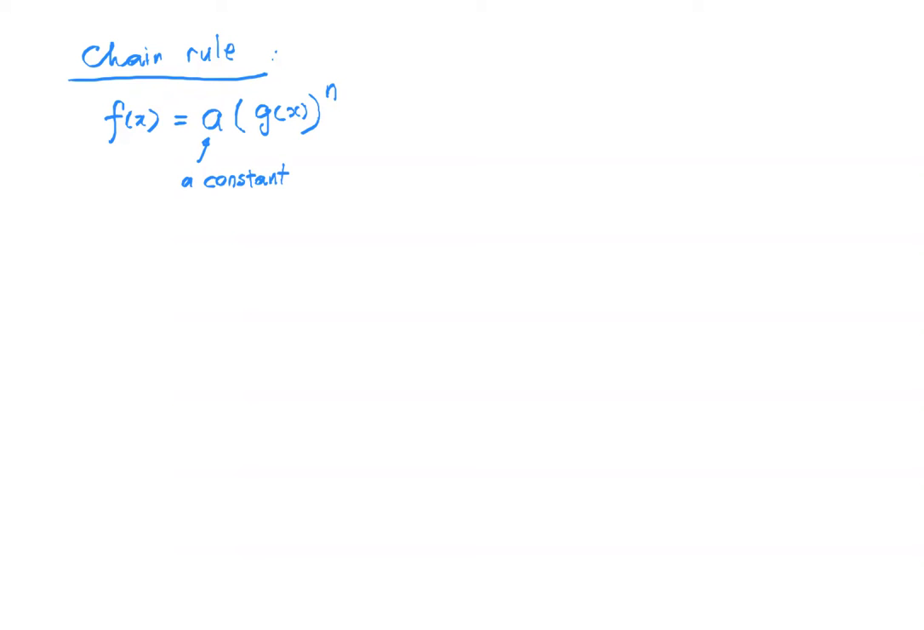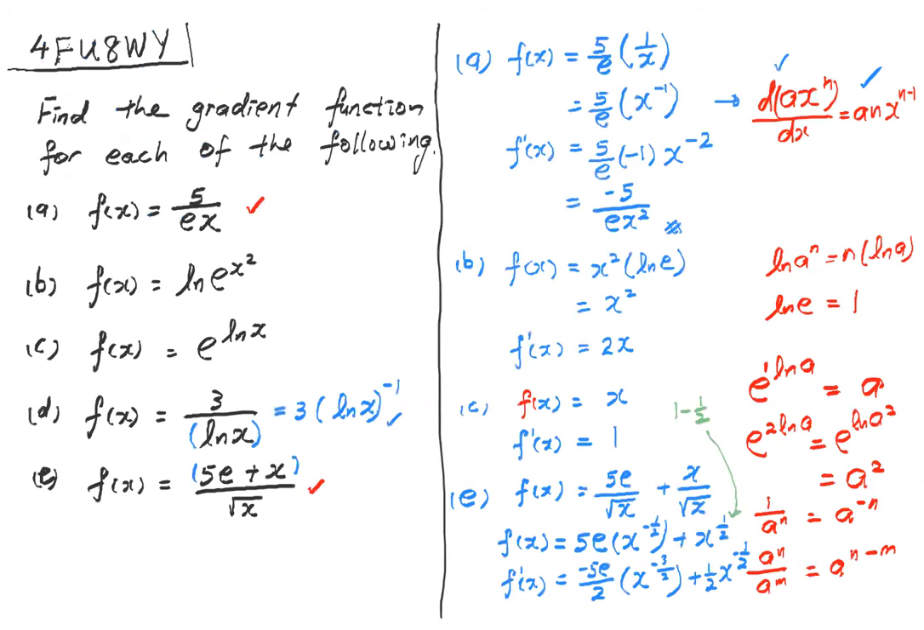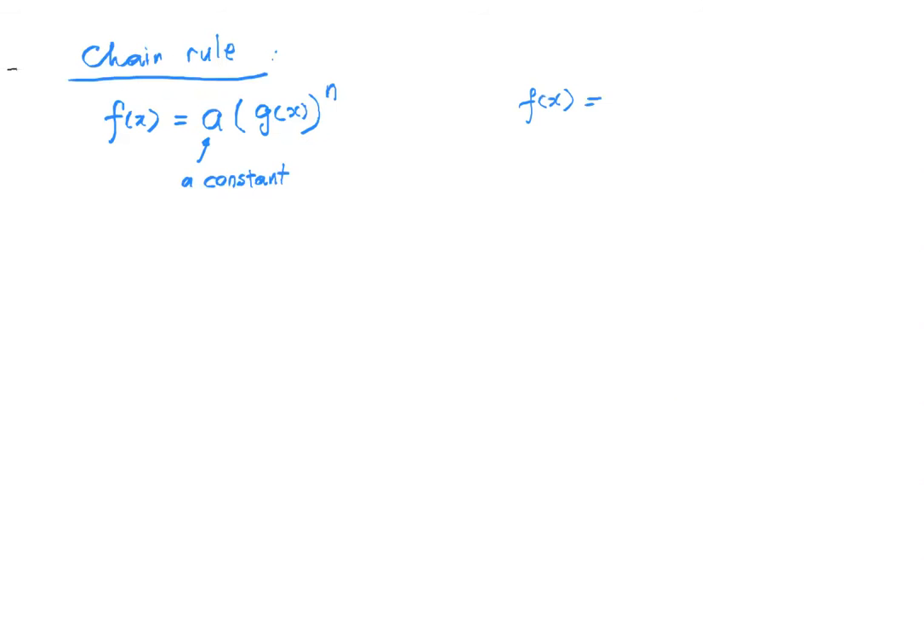So it's like just now, let's go back to that. Our f(x) is equal to 3 times ln x to the power of -1. So this is your a. If I compare, this will be your a, this will be your g(x), and this will be your n. Now, clear? That is how I recognize it.